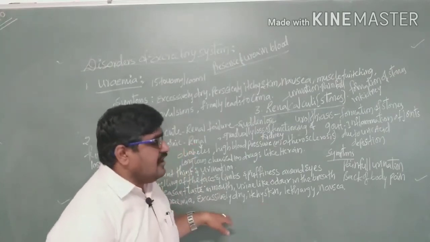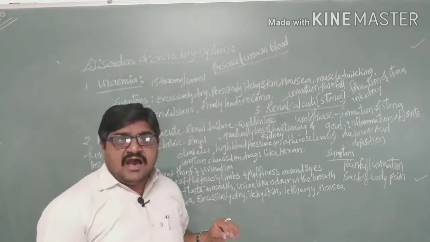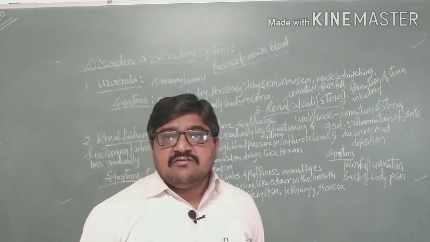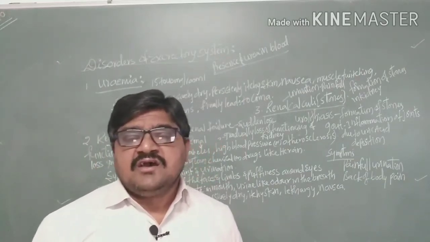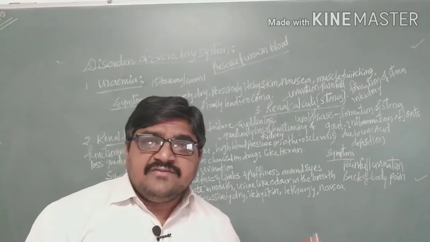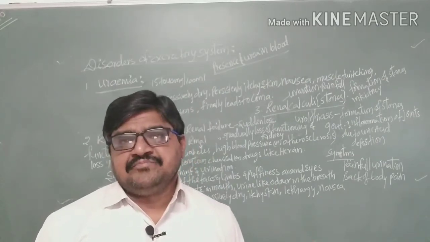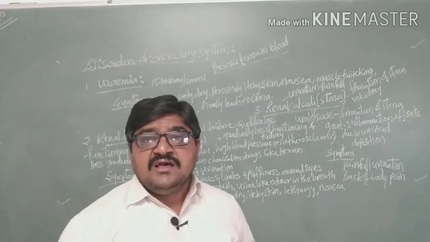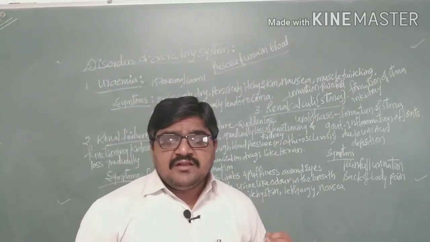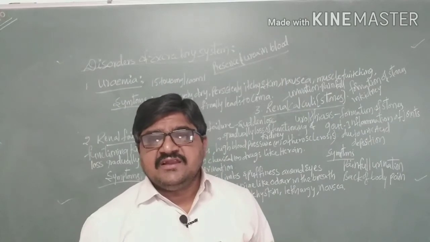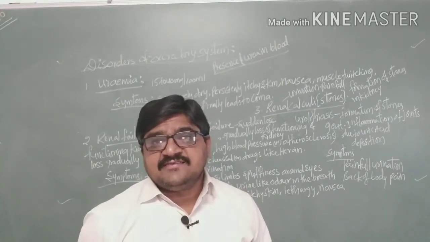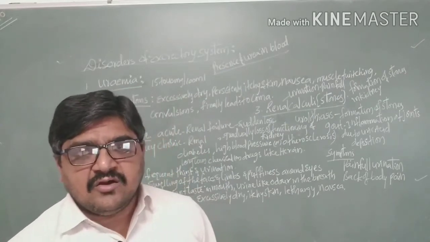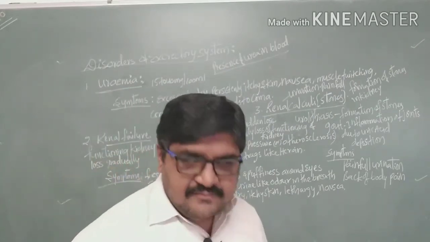So these are the three symptoms. Along with this, another one is nephritis. Nephritis means inflammation of nephrons. And the last one is what we can call artificial kidneys, that is called dialysis. So what are they? Now they will be discussed.